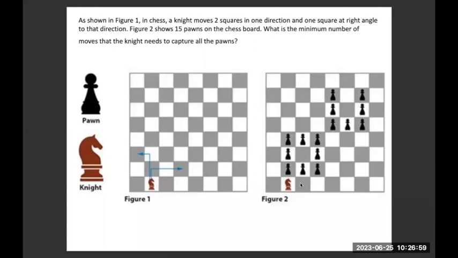Simple? It's really easy. This question is really, really easy. Okay? Try attempting, then I'll tell you which one is the answer. Okay. Anshi, wrong answer. You have to kill all the pawns which you are seeing here. Drumil, wrong answer.